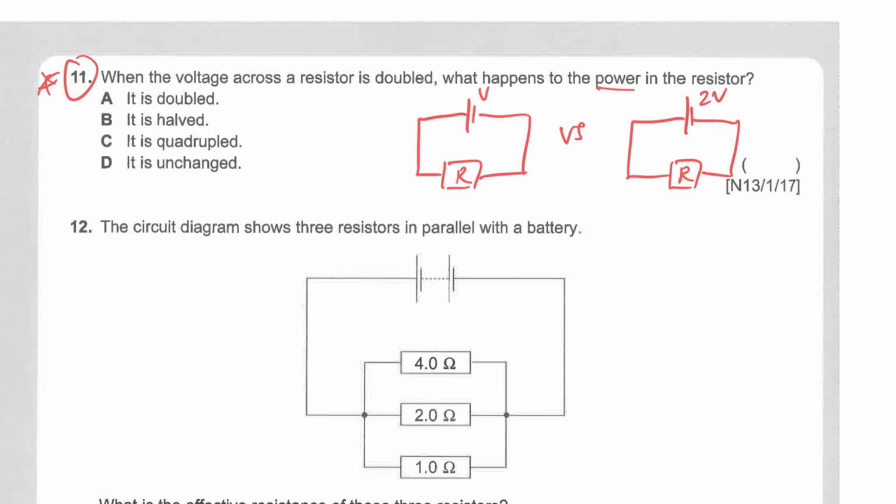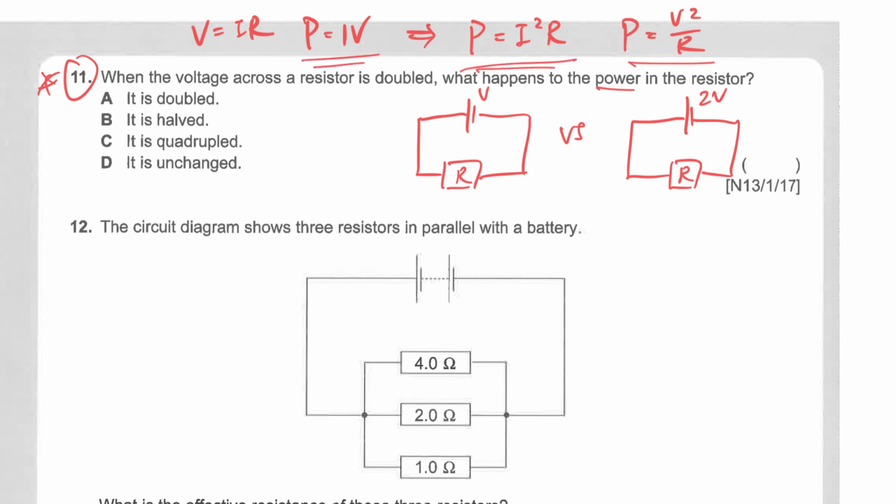And just to recap, you have learned the formula V equals IR and power equals IV. And I told you if you combine these two, I'll be having power equals I squared R and also power equals V squared over R. So in this case, which one will I use? I will not use this because the current will be different, the V will be different. So there are two things that are changing. So a bit difficult for me to relate.